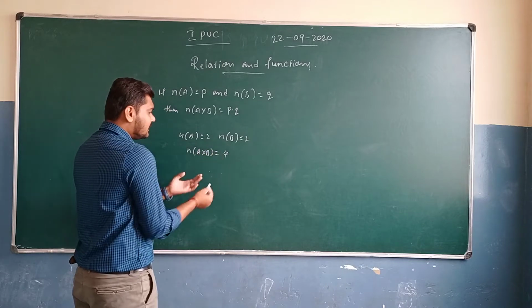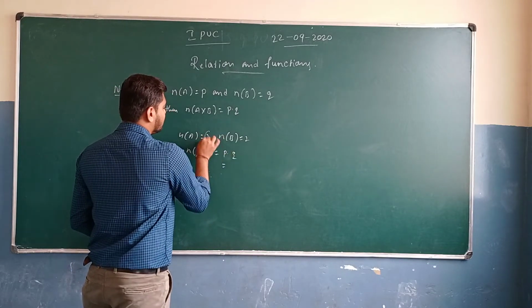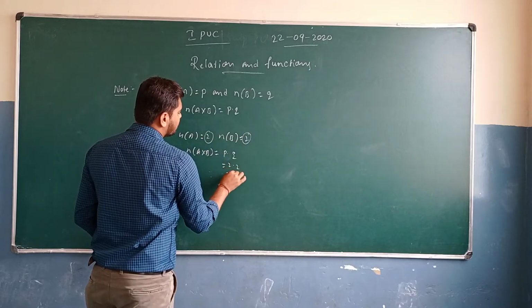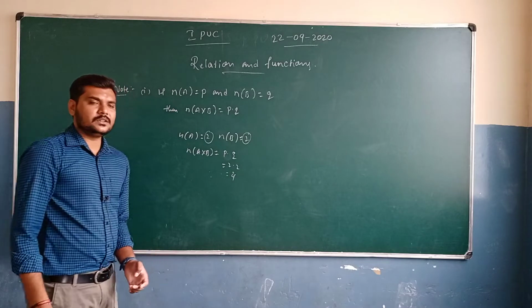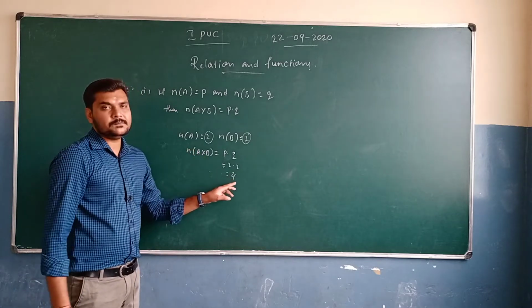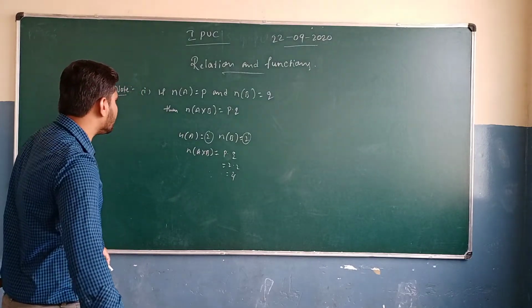To say that, we use p into q. What's going to be p? That is 2. Again, what's going to be q? That's going to be 2. So 2 into 2 is going to be the 4 elements. So the number of elements present in the Cartesian product A cross B is going to be 4. Okay. So this is going to be the first note of the Cartesian product A cross B.